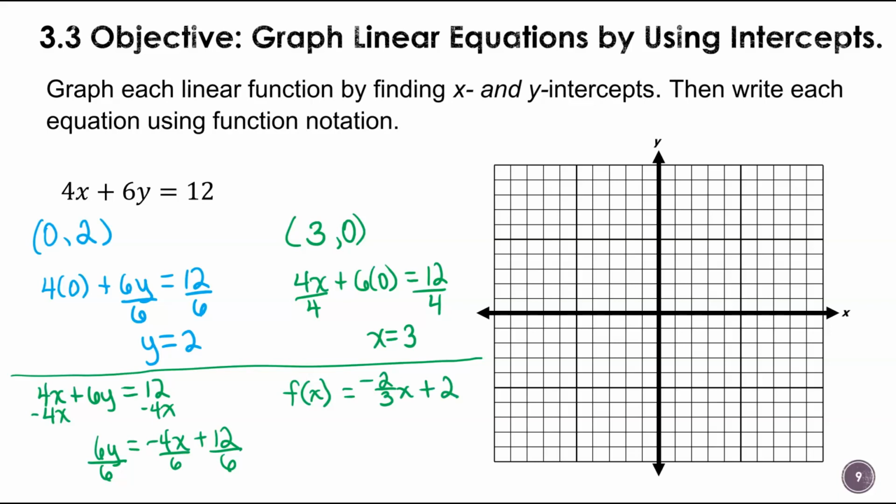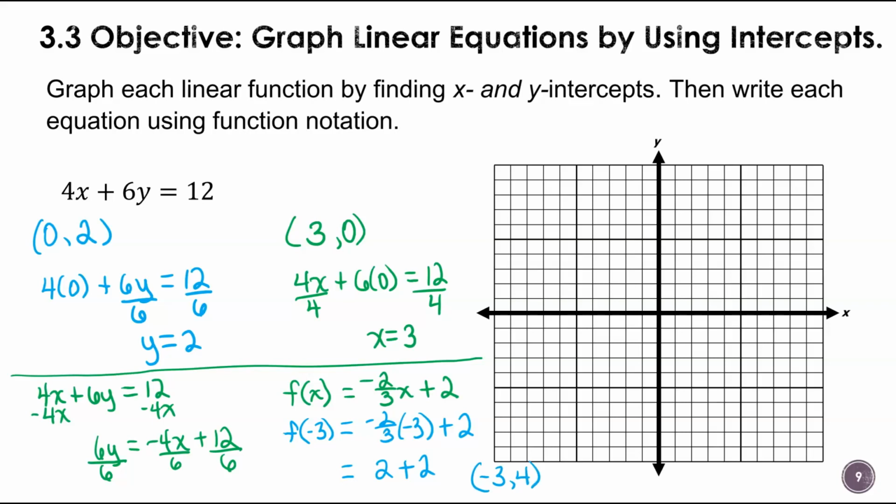Now that it's in this form, I can choose a number that's divisible by 3 for x. Well, I already have a positive 3, 0, so I'm not going to choose that, but what if we find f of negative 3, right? So I have negative 2/3 times negative 3 plus 2. Basically that's 6 divided by 3, which is 2, plus 2. And so my ordered pair is going to be negative 3, 4.